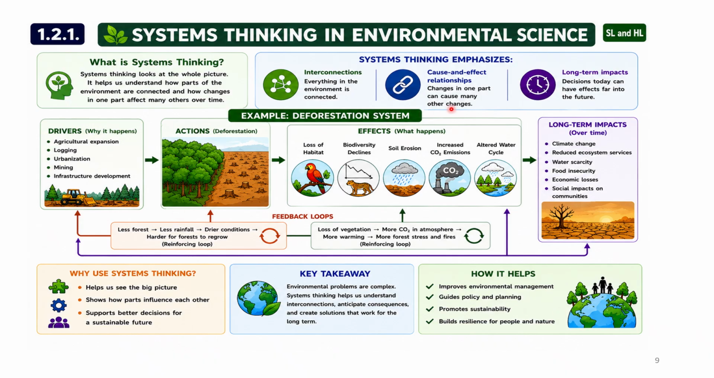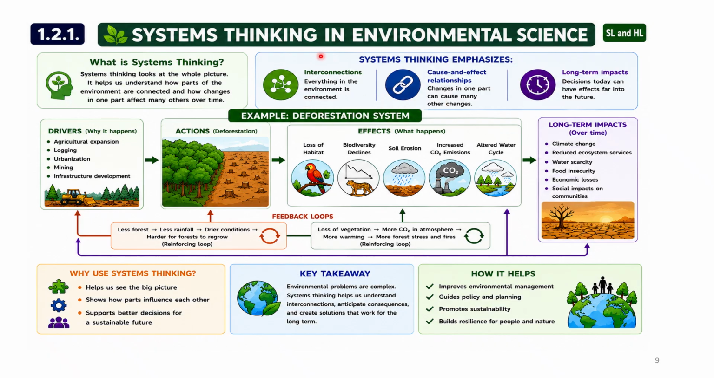Systems thinking in environmental science. Systems thinking is a key concept in the IB ESS syllabus. It focuses on understanding the environment as an interconnected system, where changes in one component can influence many others over time. Rather than examining issues in isolation, systems thinking helps us see the bigger picture.